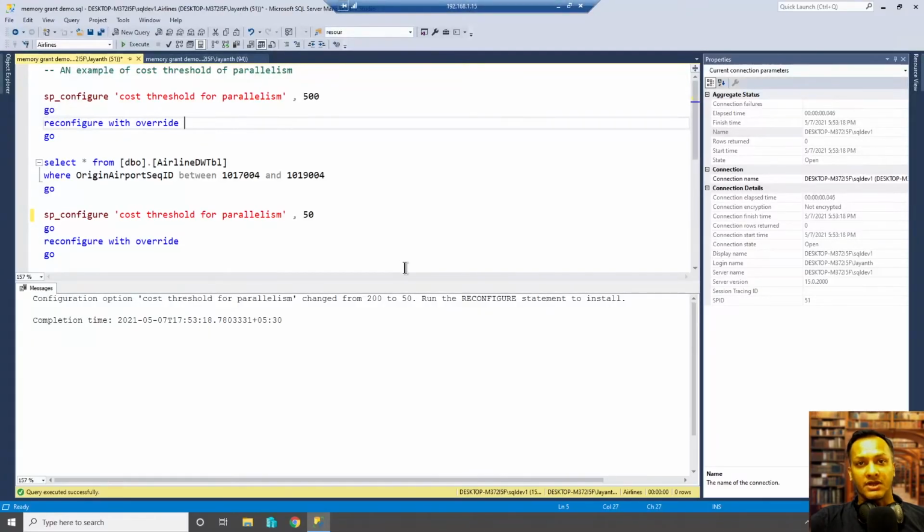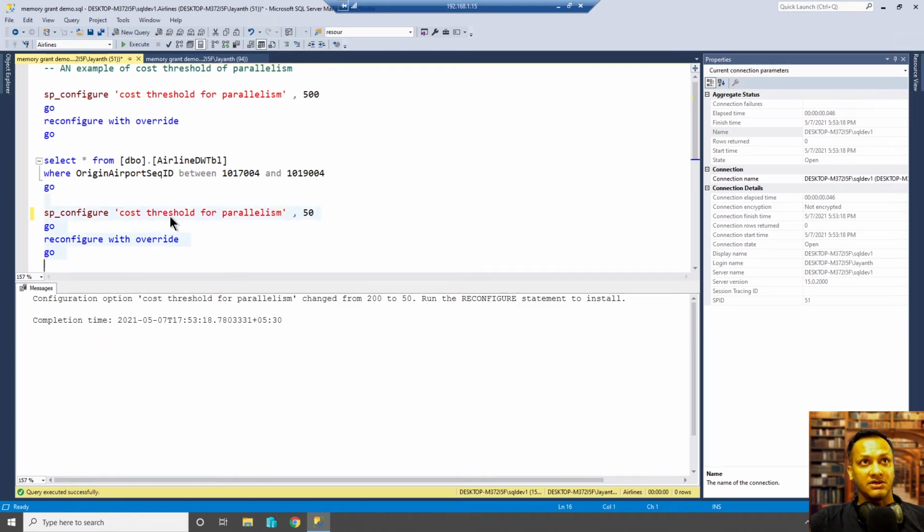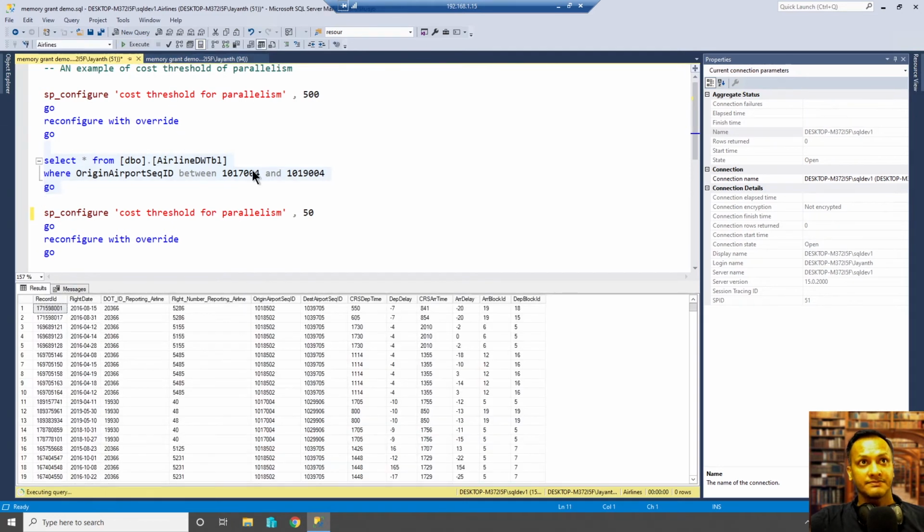Okay, so let's quickly do 2 demos to demonstrate all these concepts that we just talked about. The first demo is about what happens between a serial plan and a parallel plan. If you look over here, I've got this query. I'm first going to set the cost threshold for parallelism to 50, which means that this query, which is a bit resource intensive, is going to end up doing parallelism. Let me show you that really quickly.